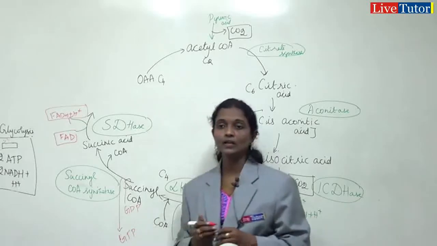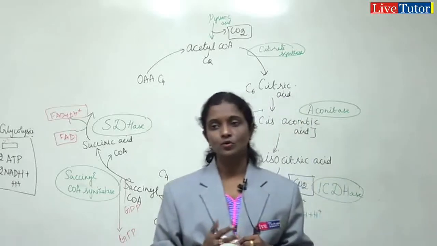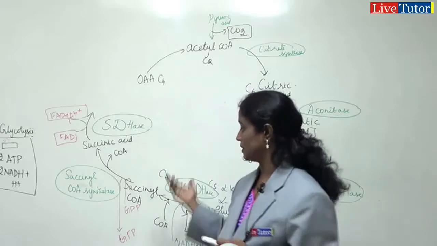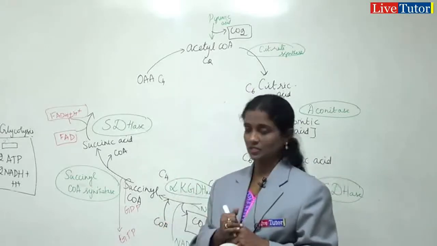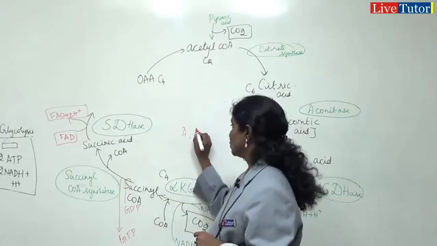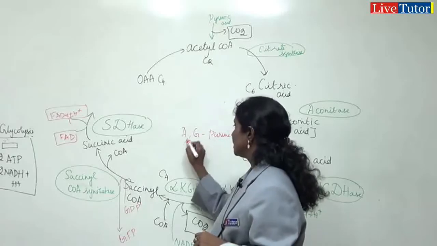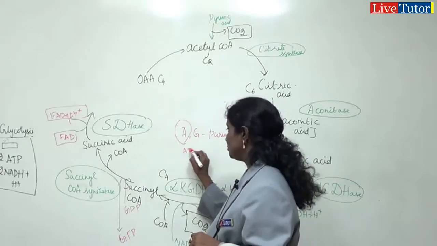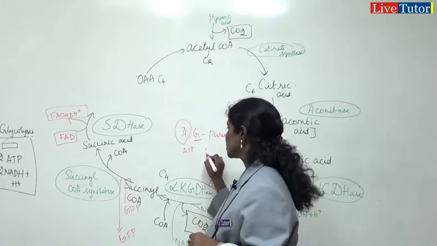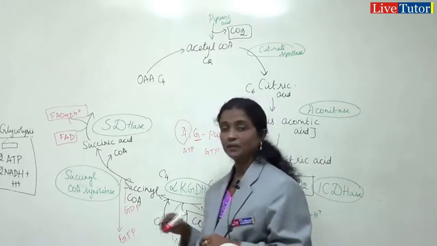Guanine. All the while we will be talking about ATP, not GTP. So we have two purines, right? Adenines and guanines are purines. We are aware of that. Most of the energy currency is in the form of ATP, but very rarely GTP also is involved. So here GTP is formed.